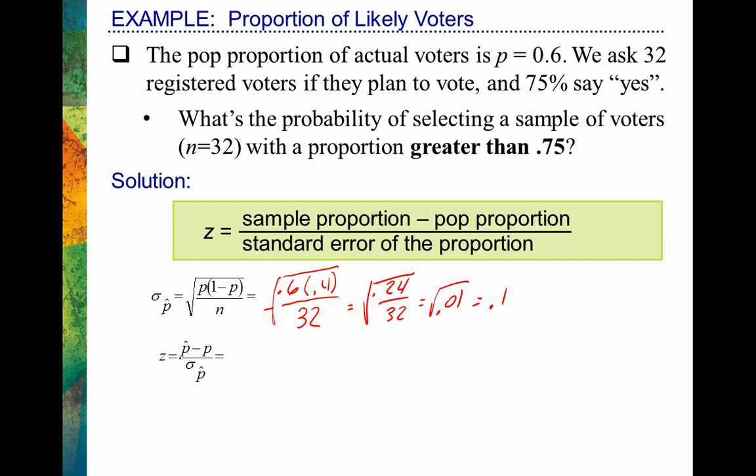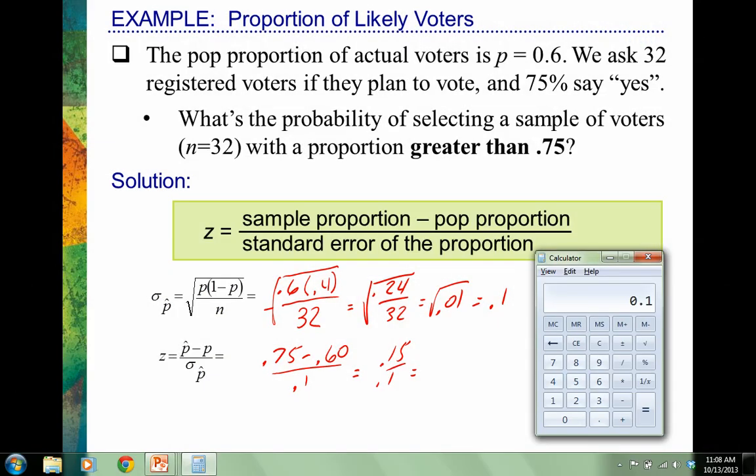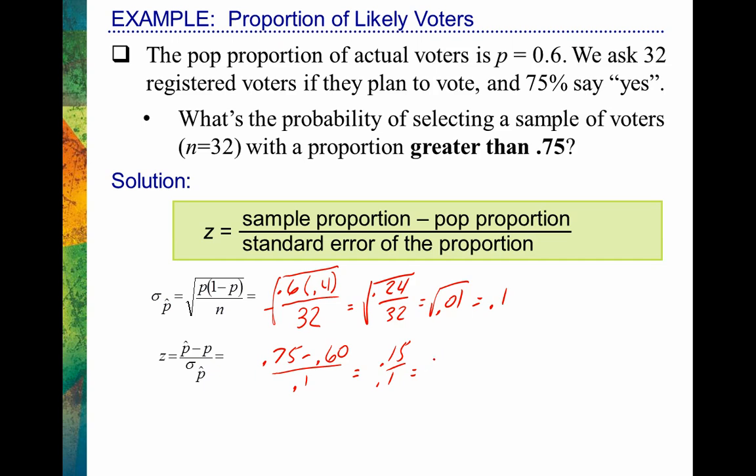So we take our sample proportion, that equals 0.75. We're going to subtract the population proportion, that equals 0.6. So these are the differences that we're actually observing, divided by the differences we expect just by chance, 0.1. 0.75 minus 0.60 equals 0.15 divided by 0.1. That's going to equal, let's work it out with our calculator. Sometimes it's just confusing to deal with numbers that have decimal points. 0.15 divided by 0.1 equals 1.5. So our z-value equals 1.5.